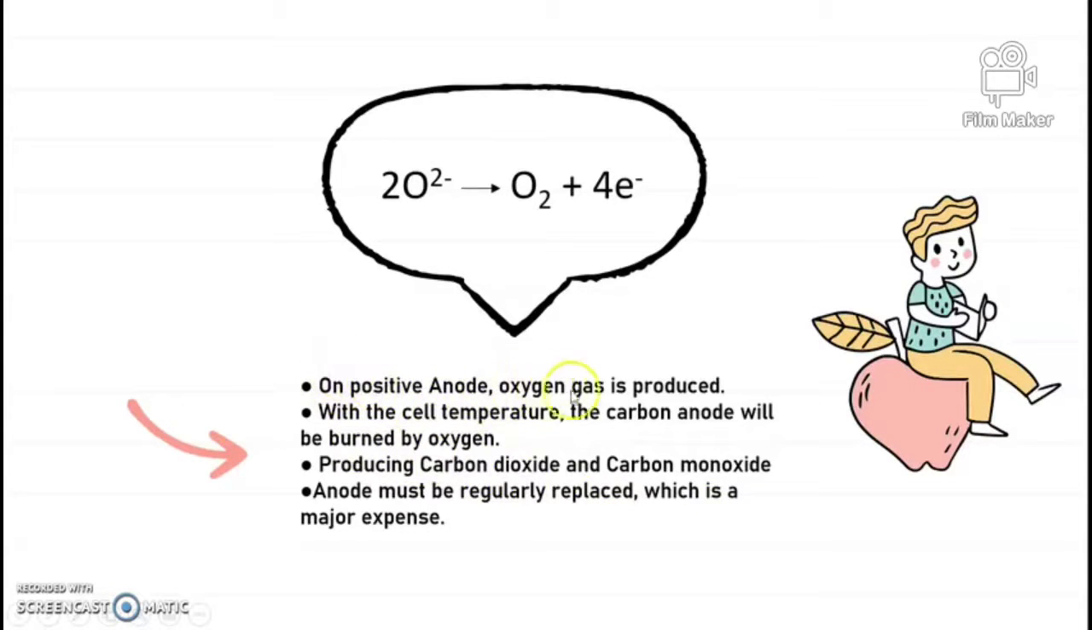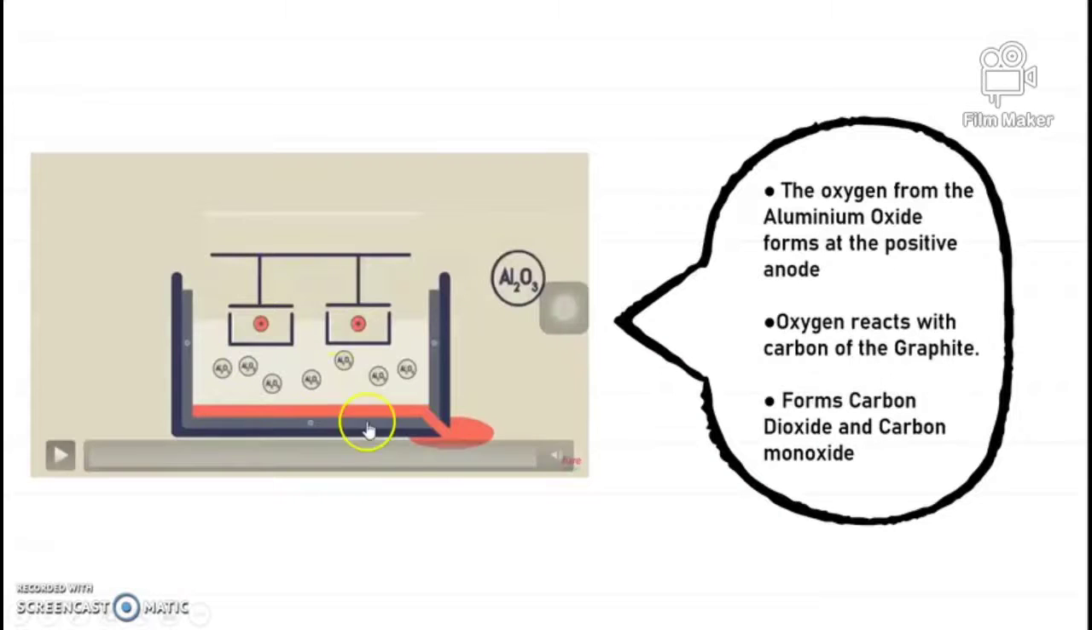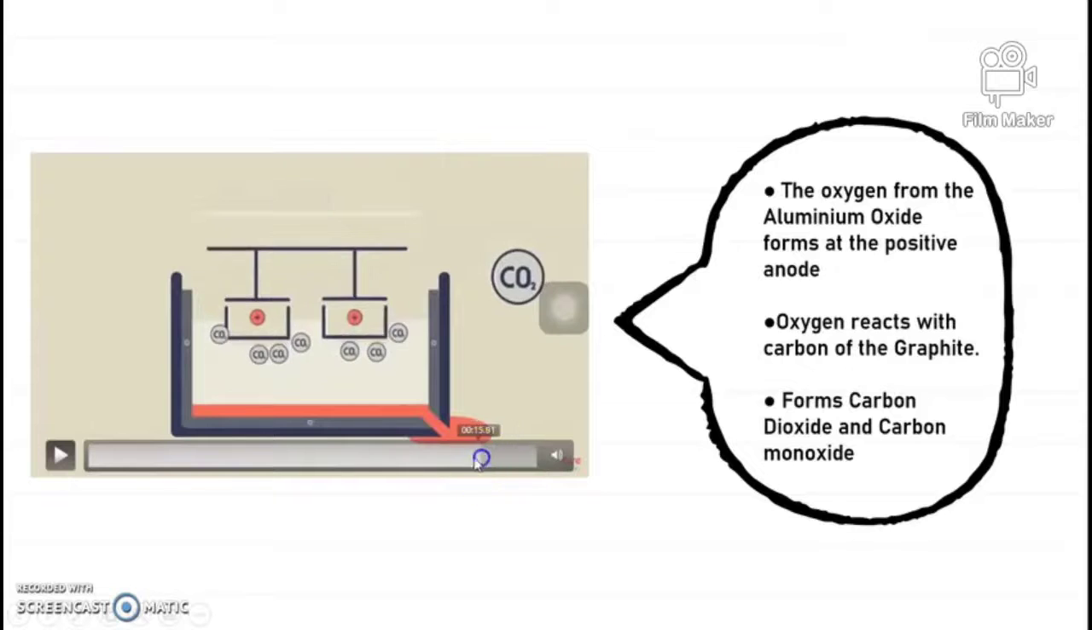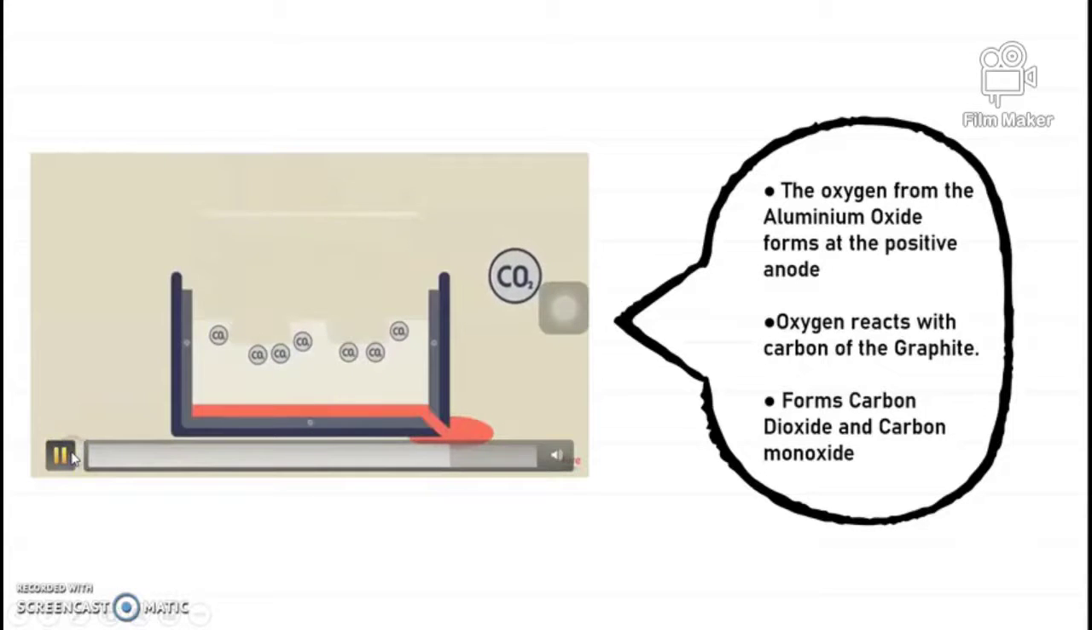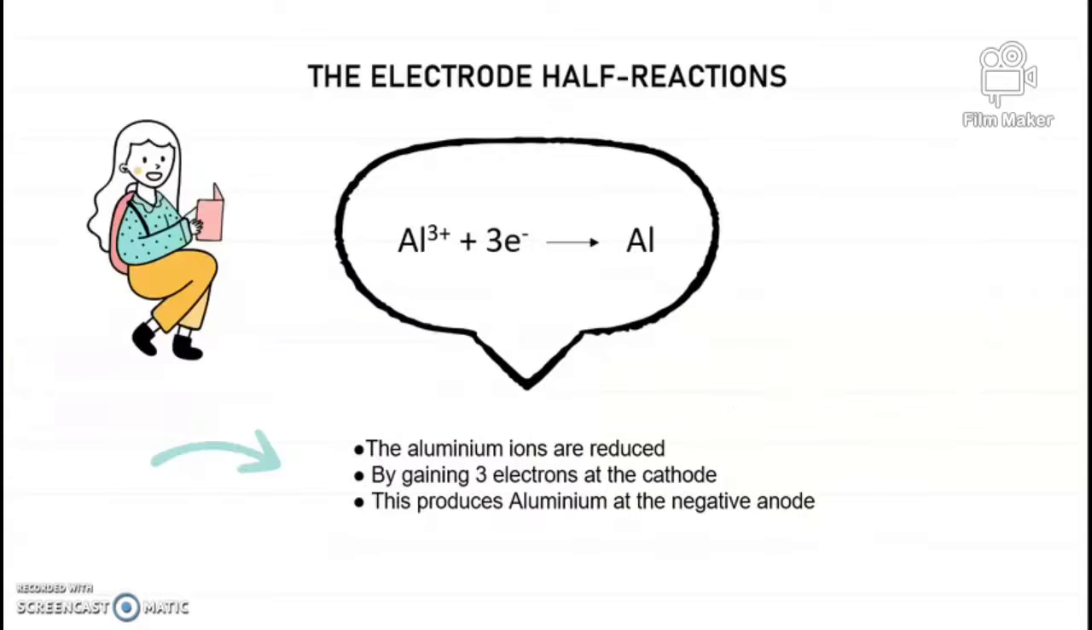On the positive anode, oxygen gas is produced. With the cell temperature, the carbon anode will be burned by oxygen, producing carbon dioxide and also carbon monoxide. However, the anode must be regularly replaced, which is a major expense, like we saw in the video just now. Okay, as you can see, the carbon anode is being burned by oxygen, which then produces carbon dioxide and carbon monoxide. Therefore, the anode must be regularly replaced, which is a major expense.